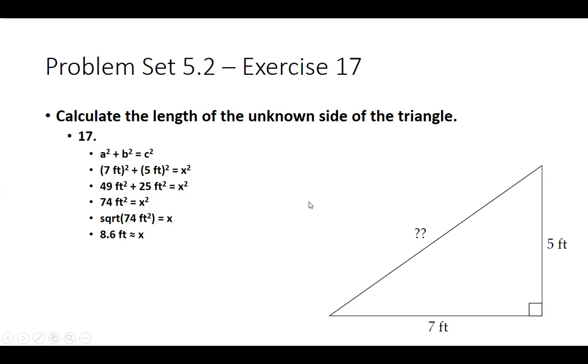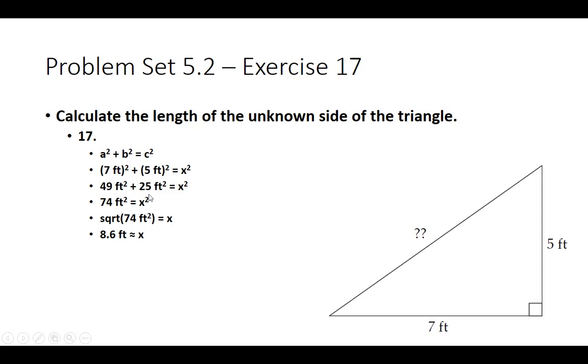Number 17, we're going to do it again. Calculate the length of the unknown side of the triangle. We're looking for the hypotenuse again, so we're looking for C again. The legs are 7 feet and 5 feet. So 7 feet squared plus 5 feet squared equals x squared. When we square 7 feet, we get 49 square feet.